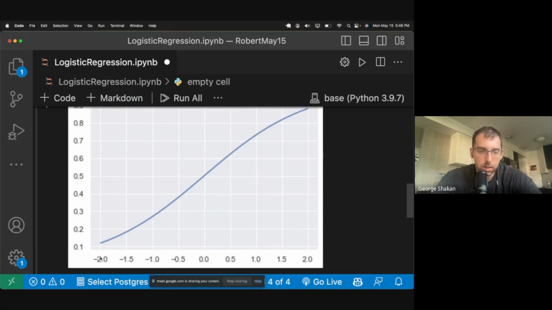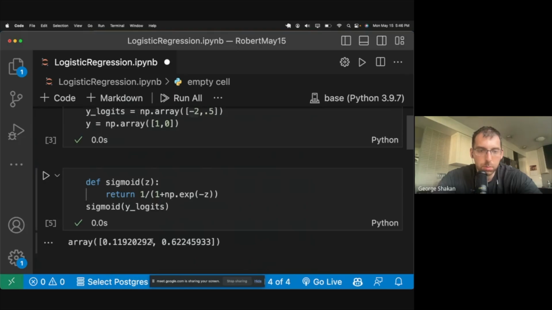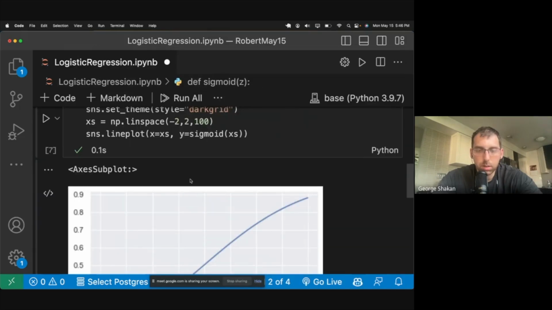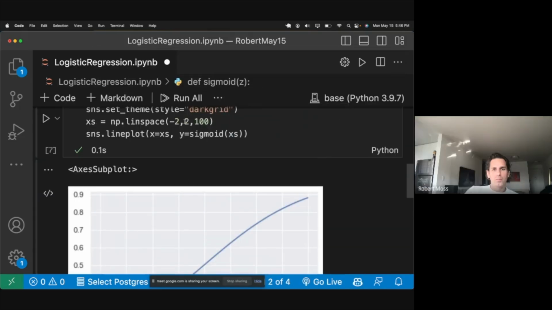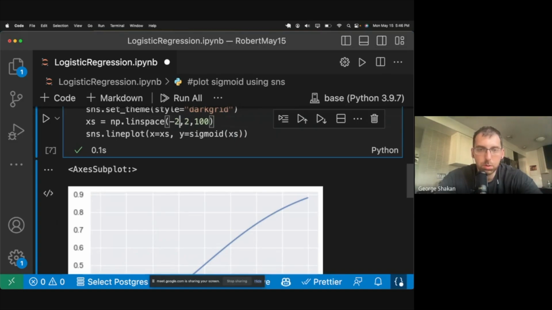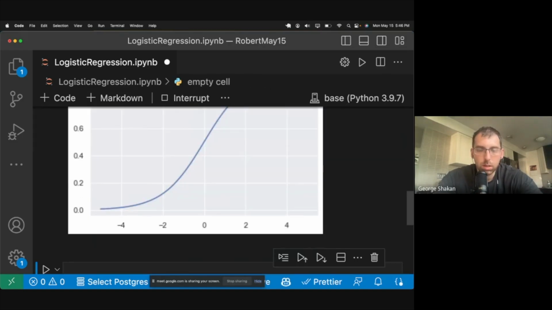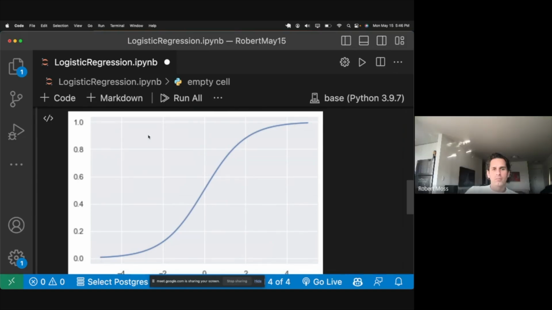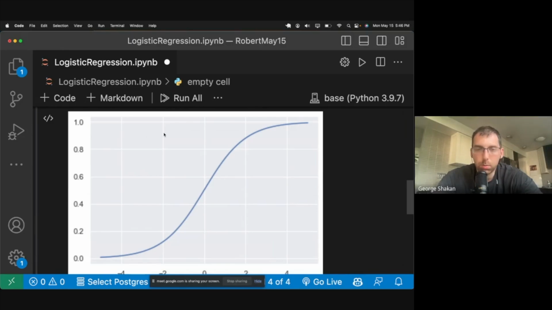Actually, you can see at -2 on the x-axis, it's a little over 0.1. And that matches up with this one, which was about 0.11, and that was -2. But it flattens out pretty quick. So let's do -5, maybe that's the sweet spot. That flattens out towards 1. You can see the y-axis is between 0 and 1 because it's intended to represent a probability.